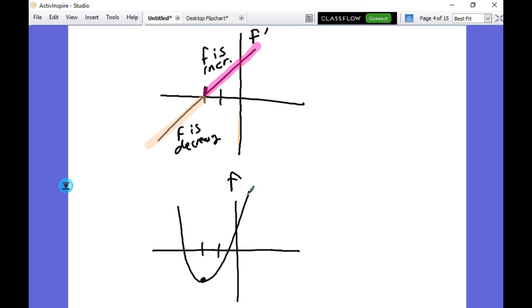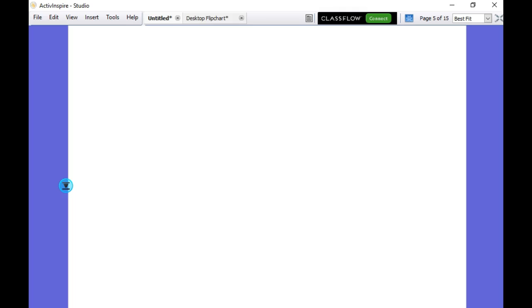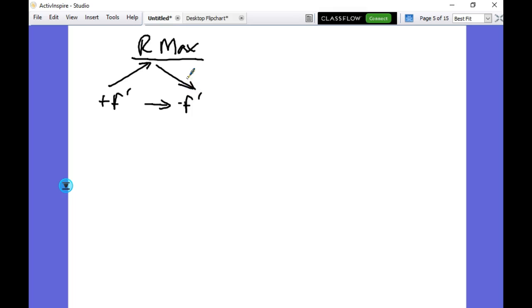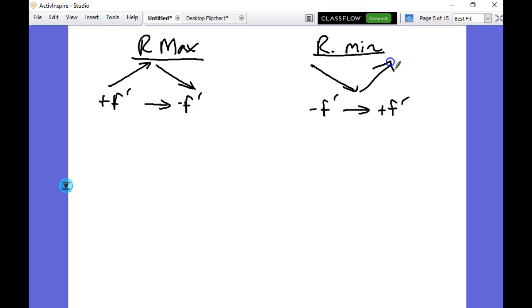And I don't know if this is going to help. I showed this little chart to my 5th period. It may help you or it may not. So you guys already know that a relative max is when you go from a positive f prime to a negative f prime, right? So it goes up and then down, which gives you a max, right? And you have a relative min whenever you go from a negative f prime to a positive f prime, because it goes down and then up, right?